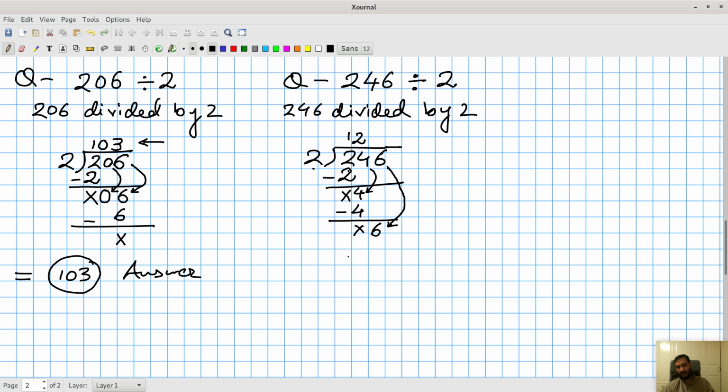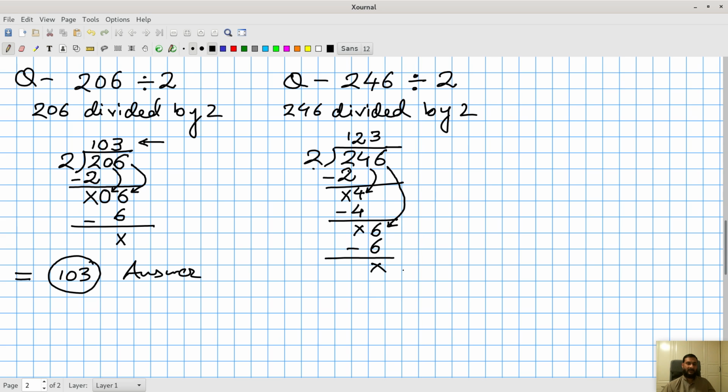6. And we check if this is greater than or equivalent to 2. It is greater than. Then we check which multiple is closest to 6 in 2's table. So 2 1s are 2, 2 2s are 4, 2 3s are 6. We get a complete match. 2 3s are 6. Draw a line, subtract 6 minus 6, nothing left.